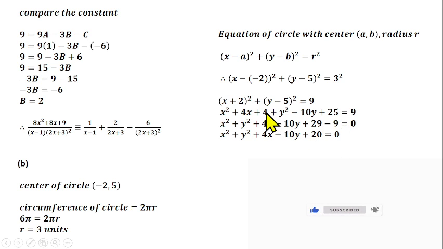Okay, so we have 4 plus 25 gives us 29. This one comes here, so we have 29 minus 9, that gives us 20. Therefore, if you simplify further, we have x squared plus y squared plus 4x minus 10y plus 20 equals 0. So this is the equation of the circle we have to get from question number 11b.